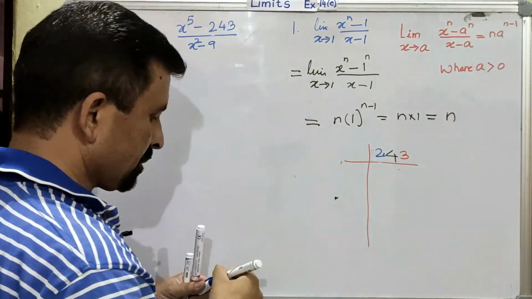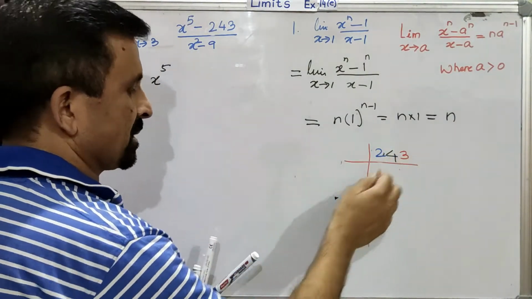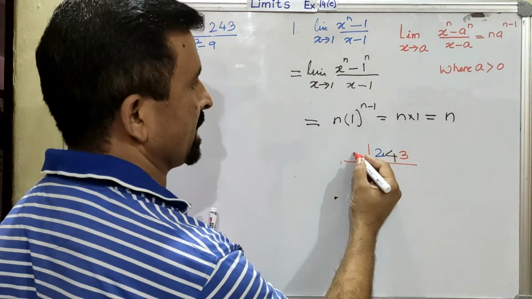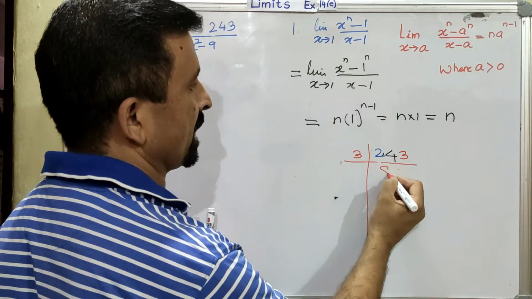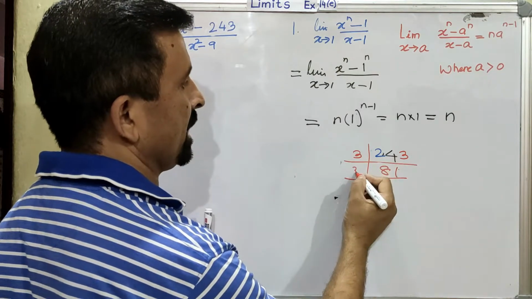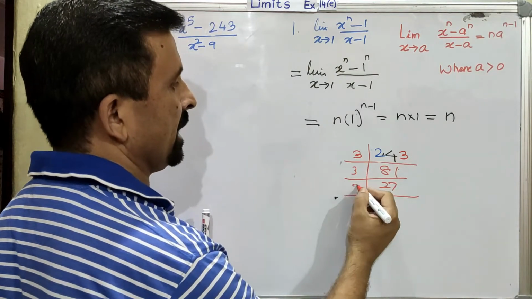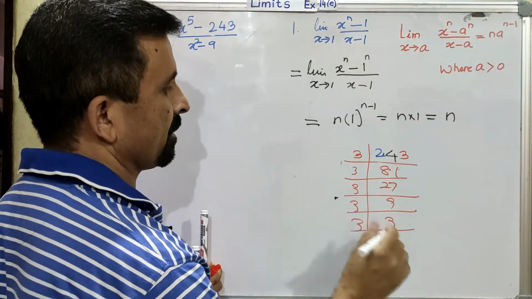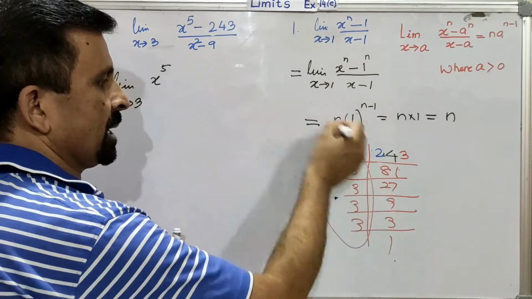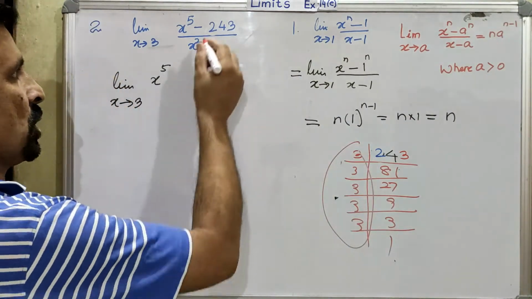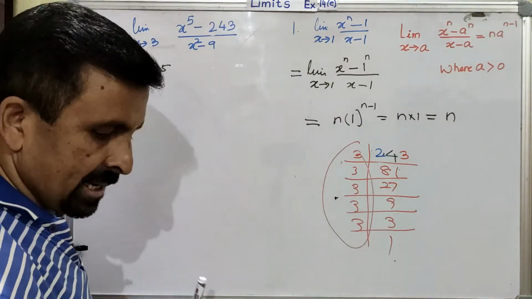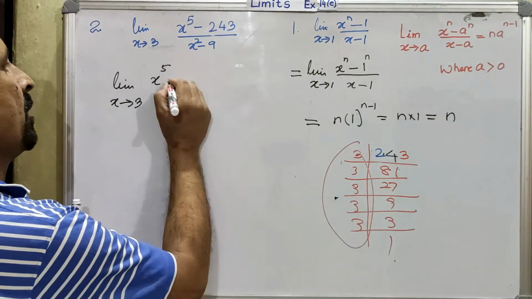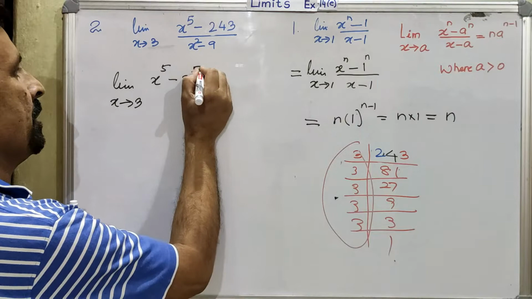243, 4 plus 2 plus 6 plus 3... it is divisible by 3. So let us start factorizing. 3 8 are 24, 3 1 are 3, 3 9 are 27, 3 3 are 9, 3 1 are 3. Finished. So how many times did you get 3? 5 times. So we can write this 243 as 3 to the power 5.